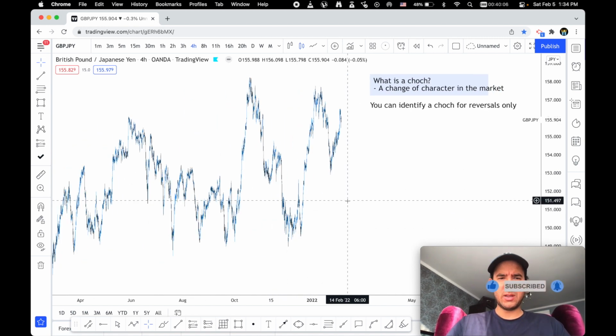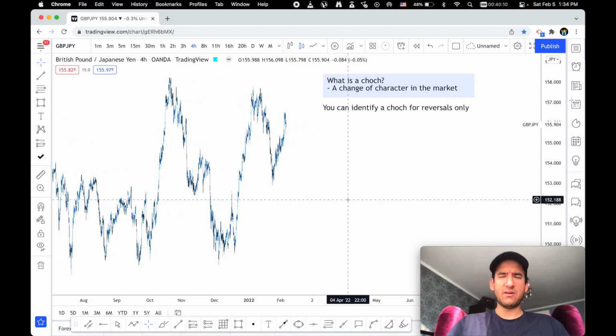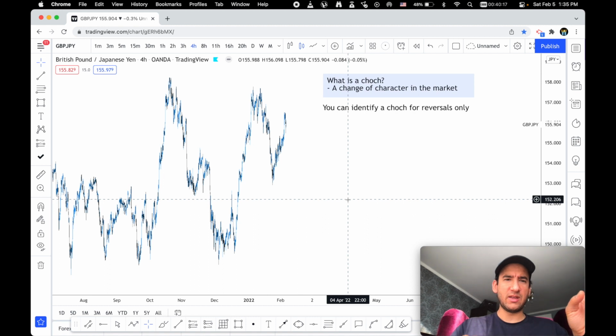So I'm going to show you quickly, guys, how to identify the CHOCH once again. If you haven't already seen my other video about the CHOCH, go ahead and see that video. It'll be up here on either the right side or the left side of the screen.